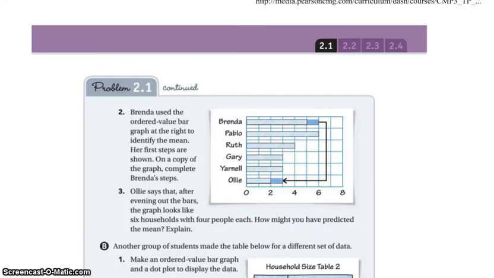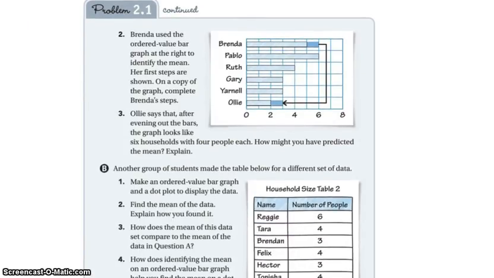Moving on to the next page gives us another source. So A2, Brenda uses the ordered value bar graph at right to identify the mean. Her first steps are shown. On a copy of the graph, complete her steps. So what she's doing here is she's going to take this part of Brenda's information and she's going to move it and even out the bars. So this bar moves down to here. Okay, we can remove another one and that would come out to there. Okay, and then on Pablo, we can take this bar and move it down here to Yarnell. Okay, and then we can take this piece of the bar and move it down here to Gary.